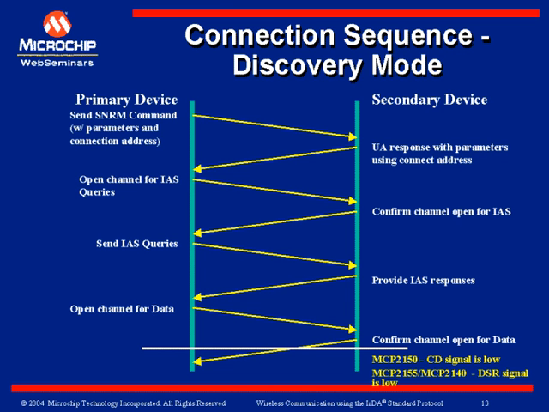So now we are going into the discovery mode. At this point, the primary device is going to send an SNRM command with particular parameters and a connection address. The secondary device then will respond to this command with a UA response with parameters using the specified connection address. The primary device will then open a channel for IAS queries, which the secondary device will respond to, confirming that channel.